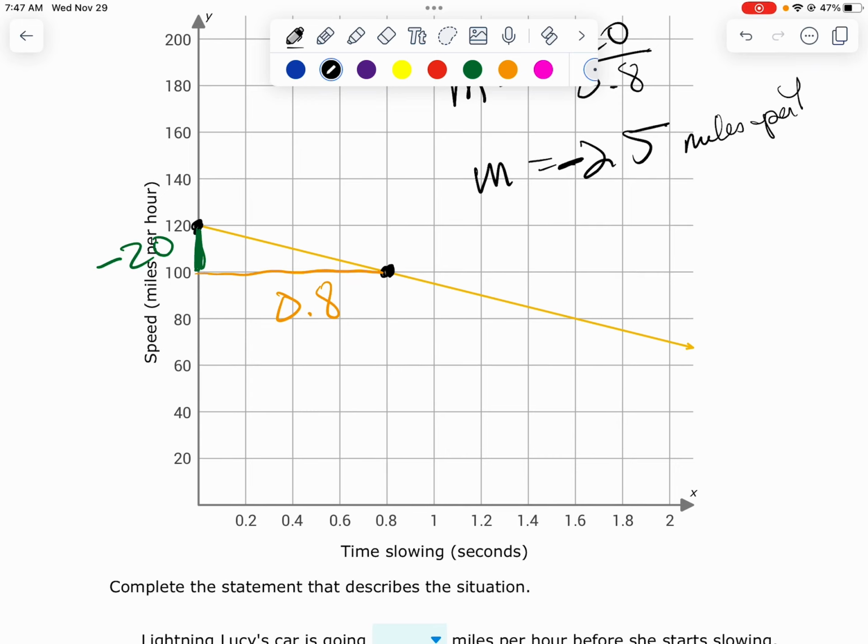Per hour. Now this one's a weird one. In 1 second. And then they started at 120 miles per hour.